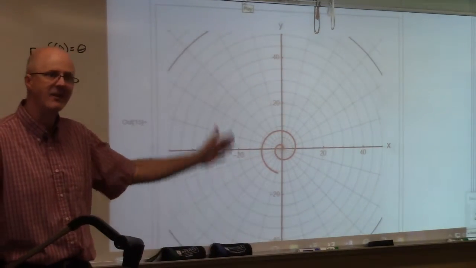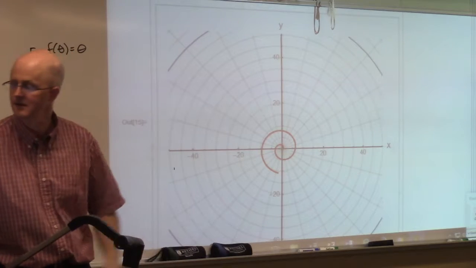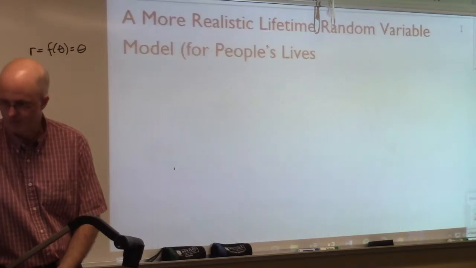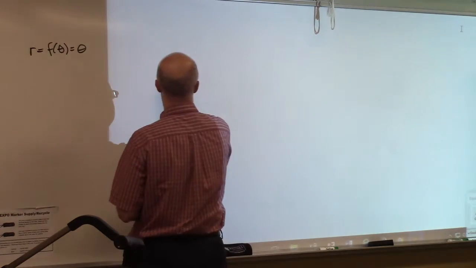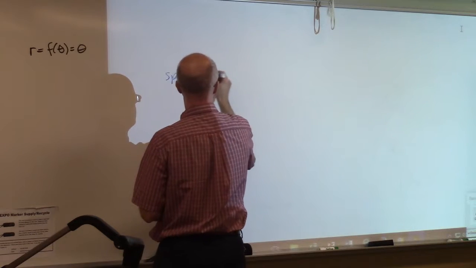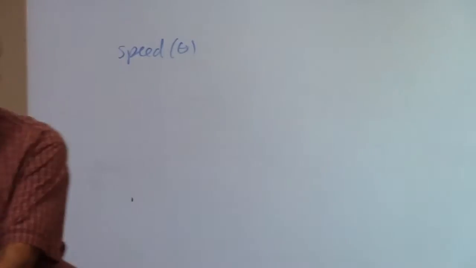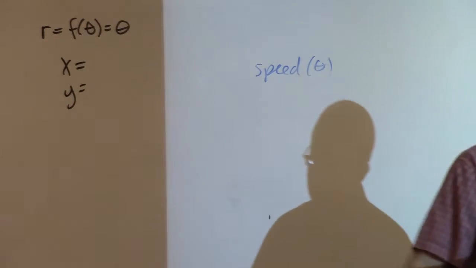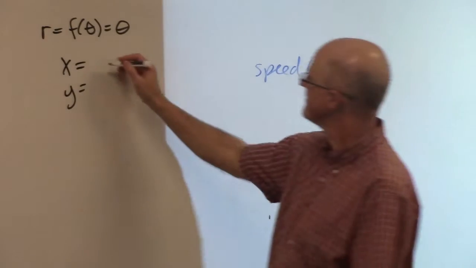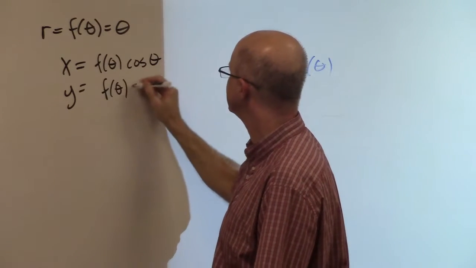And essentially, even though the angle is changing at a constant rate, it's speeding up because it's getting further and further away from the origin. r keeps increasing. The formula for the speed I wrote down last time: the speed of the curve as a function of theta is the same formula as usual, except you have to realize that your x and y equations as functions of theta are not f of theta and g of theta. It's f of theta cos theta and f of theta sine theta.